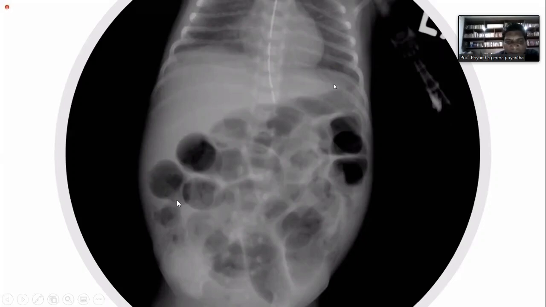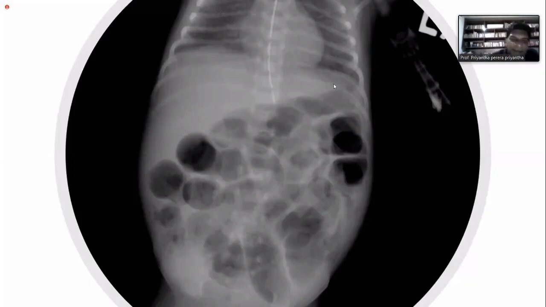What do you call that? Air bubbles appearing inside the bowel wall. Right? We call that pneumatosis intestinalis. The air bubbles appearing in the bowel wall.